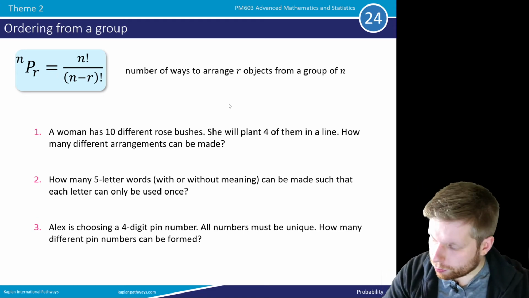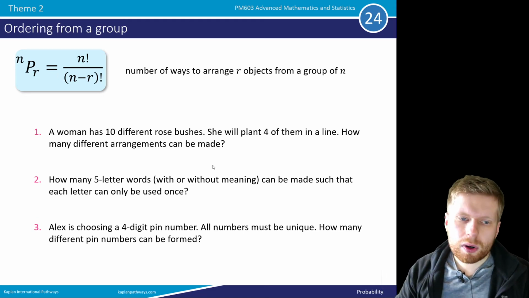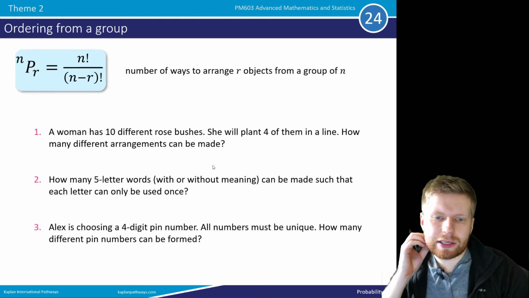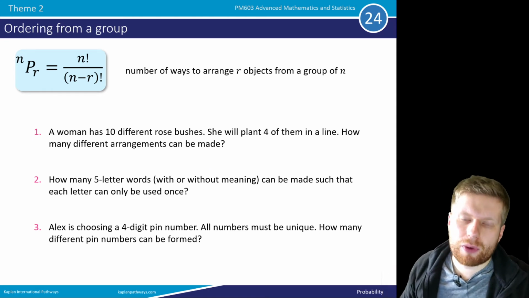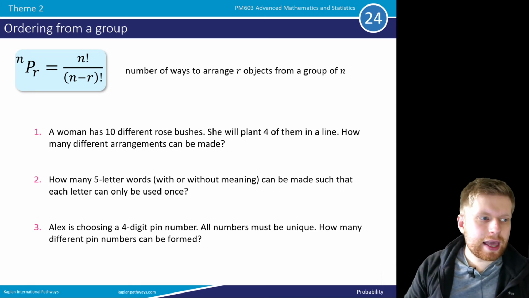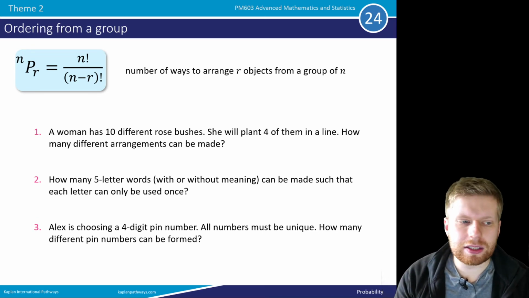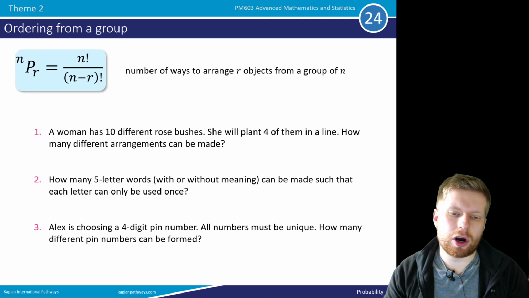So let's have a look at question 1 then. So question 1 says, a woman has 10 different rose bushes. She will plant 4 of them in a line. How many different arrangements can be made? Well, let's have a think. How many different possible things are there to start off with? How many things are in our group?